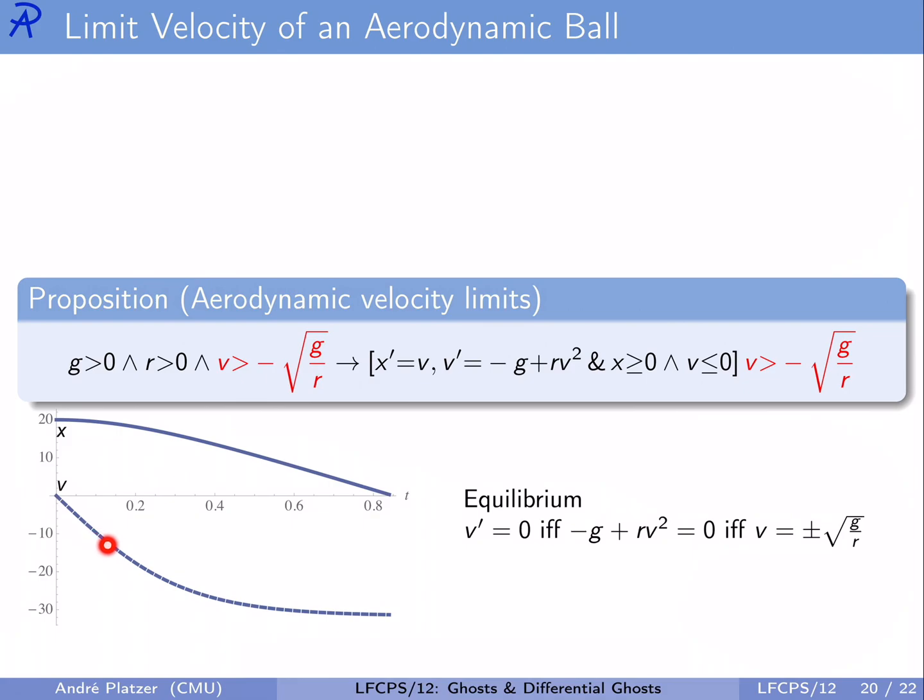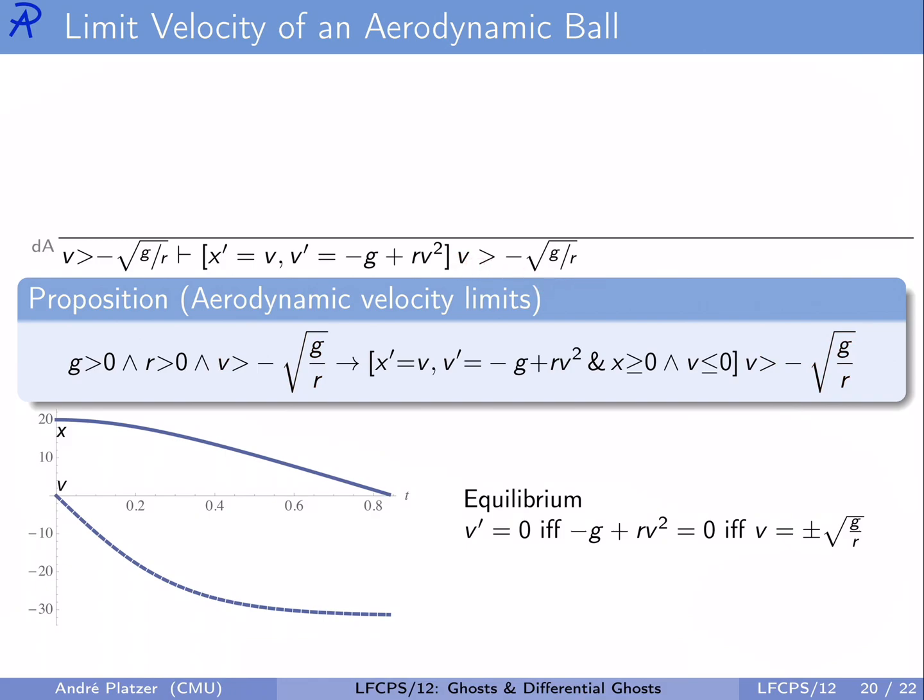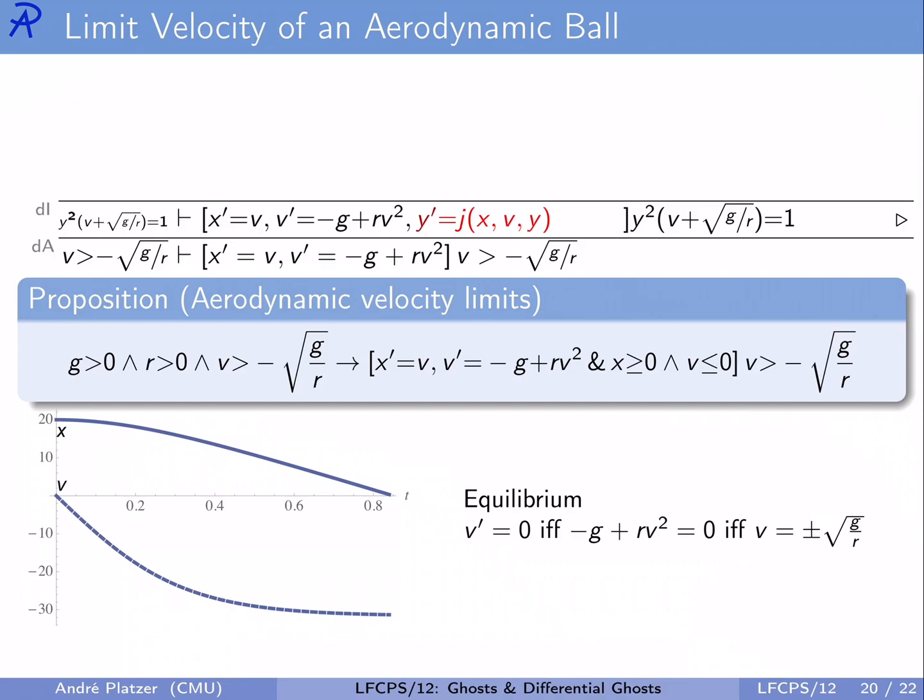This again is a property that apparently is getting worse and worse over time. We keep on approaching this limit velocity, but we never reach it, which means we need a differential ghost for the job. Proving that it is above this limit velocity will enable us to prove that with a differential ghost we make up arbitrarily y squared times the velocity plus the square root of g over r is 0, because if that's the case, then clearly the velocity must be above this value, because otherwise it wouldn't multiply up to 1.